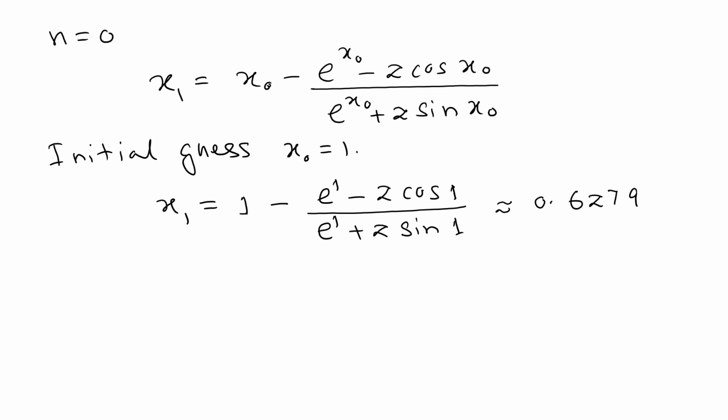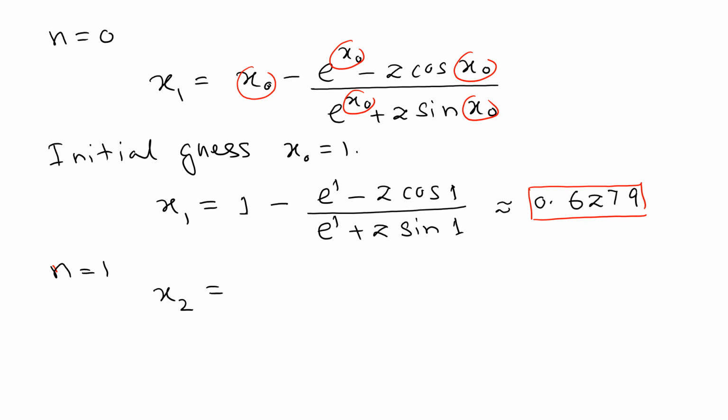Now we're going to use this new value and plug it in to get the second value. For n equal 1, the left side becomes x2 because of n plus 1, and everywhere you had x0 it now becomes x1. All of them become x1 when n equals 1. So you can plug these values into the equation, and it's going to be 0.6279 minus e to the 0.6279, like this.